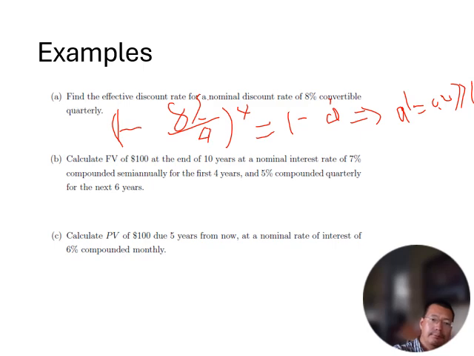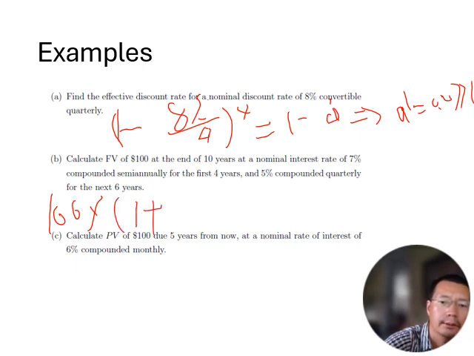So future value of $100 times 1 plus 7% divided by 2, since it's semi-annual, to the 2.